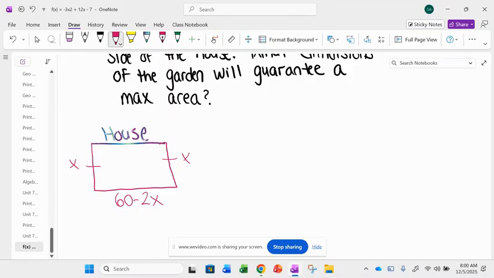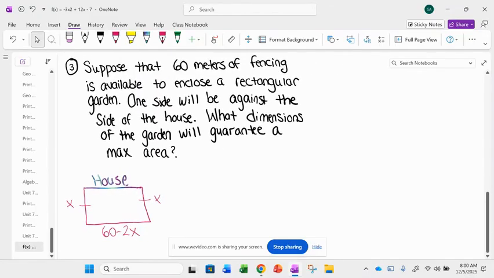Okay, let's keep going now. So it says, suppose that 60 meters of fencing is available to enclose a rectangular garden. One side will be against the side of the house. So we got our diagram. What dimensions of the garden will guarantee a max area? Well, do we agree this garden is a rectangle? And how do we find the area of a rectangle? Length times width or base times height. You got it. All right, so we're going to have the area is equal to base times height.